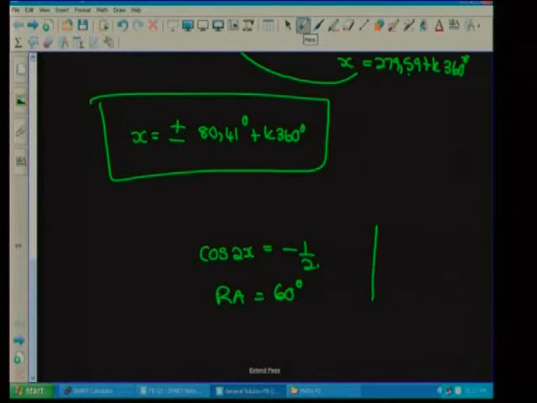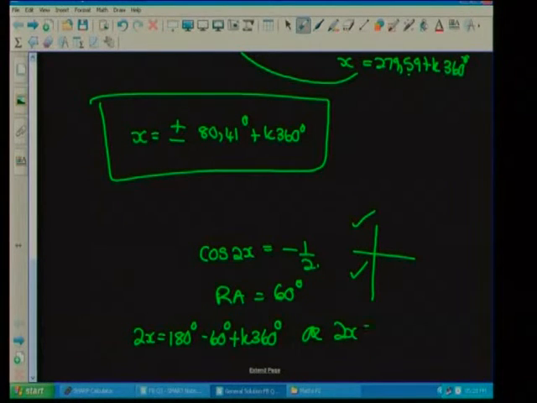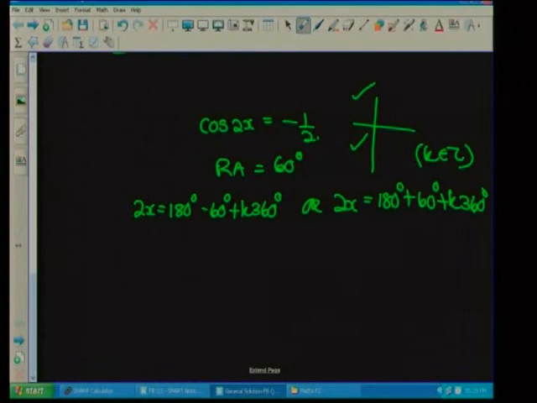Then you would say we are dealing in this quadrant and this quadrant. So it's going to be 2x equals 180 minus 60. Notice immediately I put the k 360 on. Don't put it on later, because that's one way to get yourself into big trouble. And this is 180 degrees plus 60 plus k 360. And somewhere you must have k an element of Z, remember, otherwise they're going to wonder what k is.